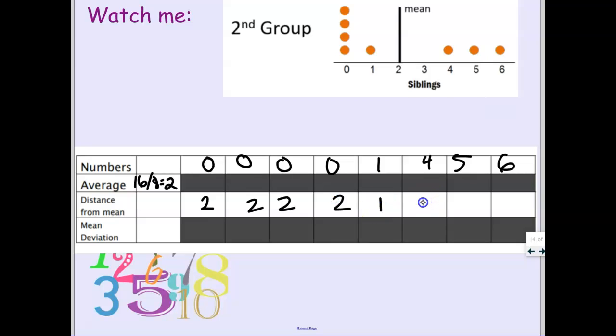2 minus 4 would be -2, but we're keeping it positive. And so even if you want to go big minus small, 5 minus 2 would be 3, and 6 minus 2 would be 4, like that. All right, let's find the mean absolute deviation now.